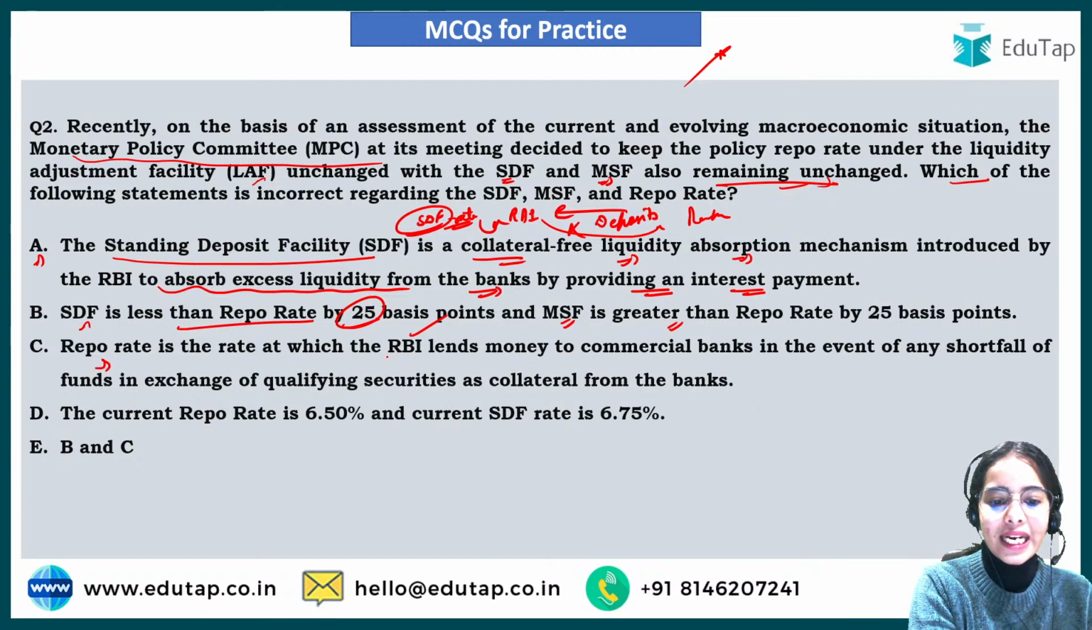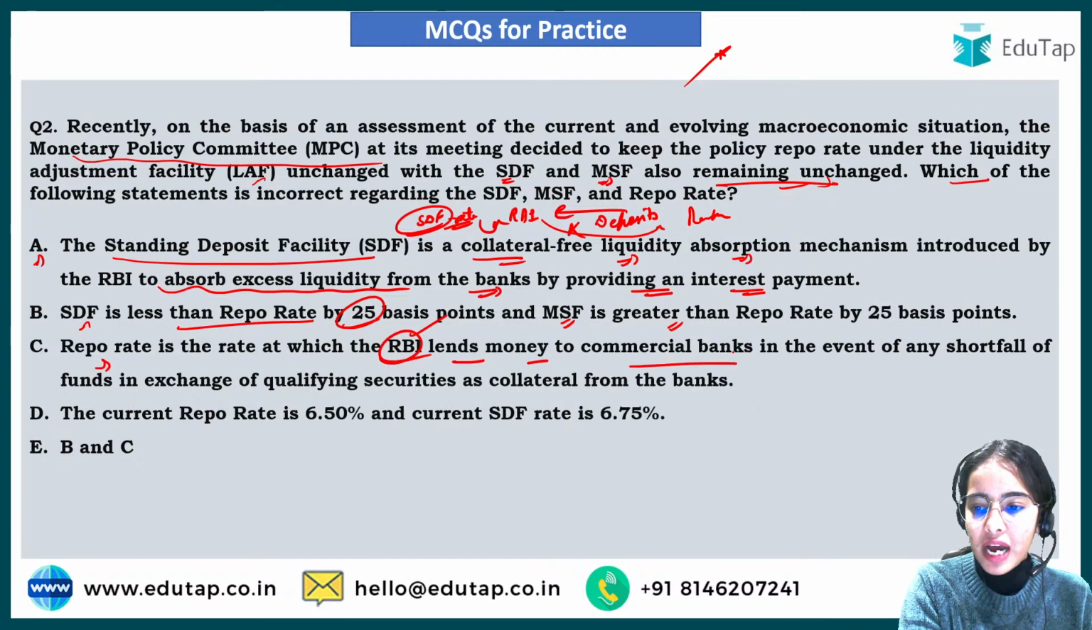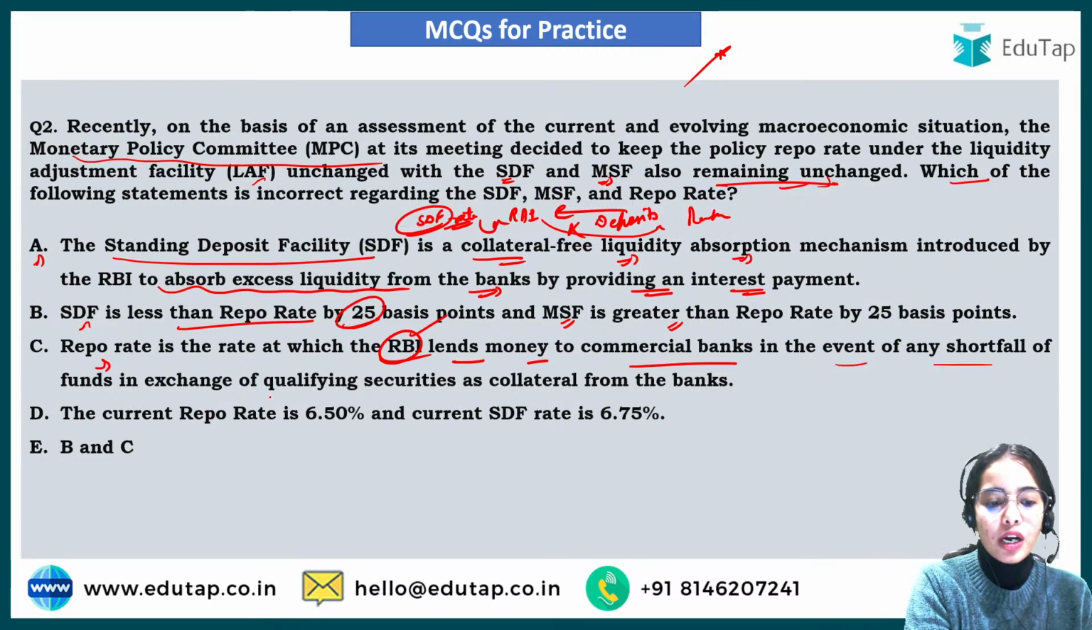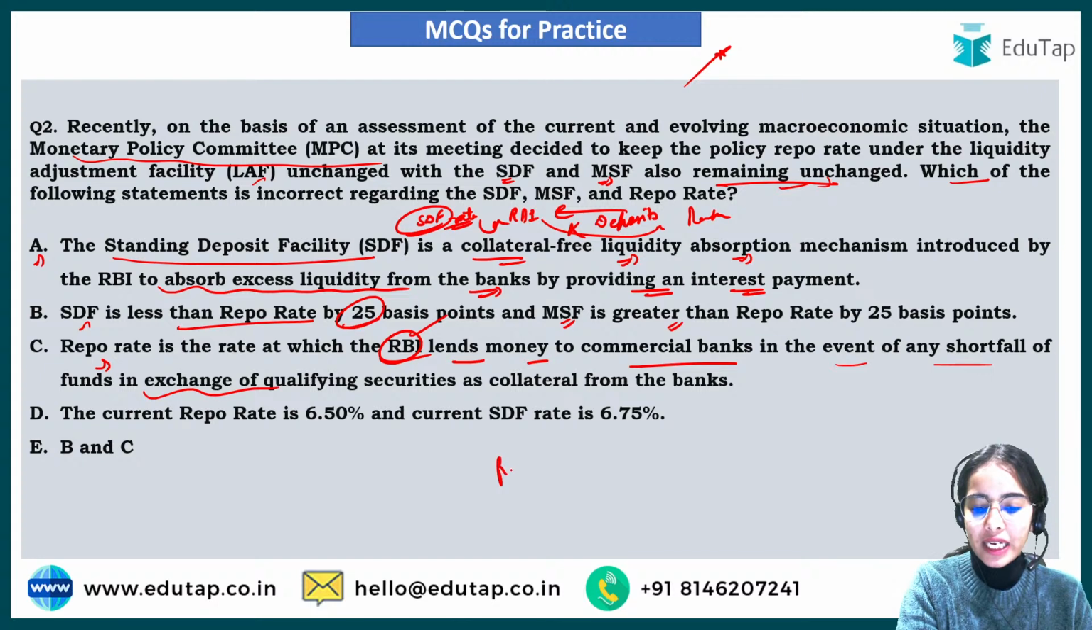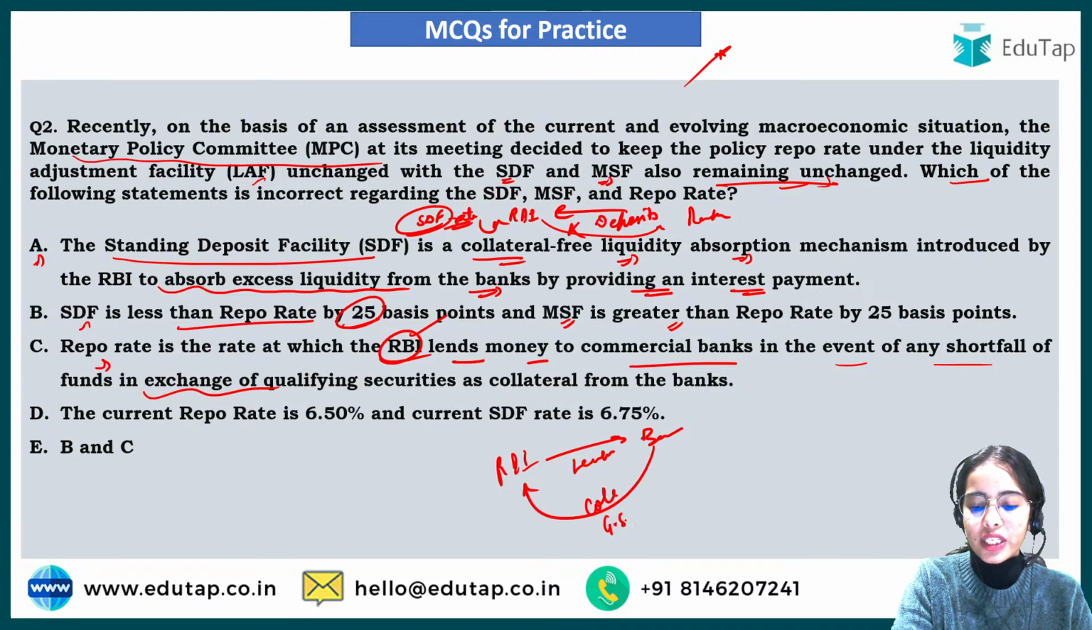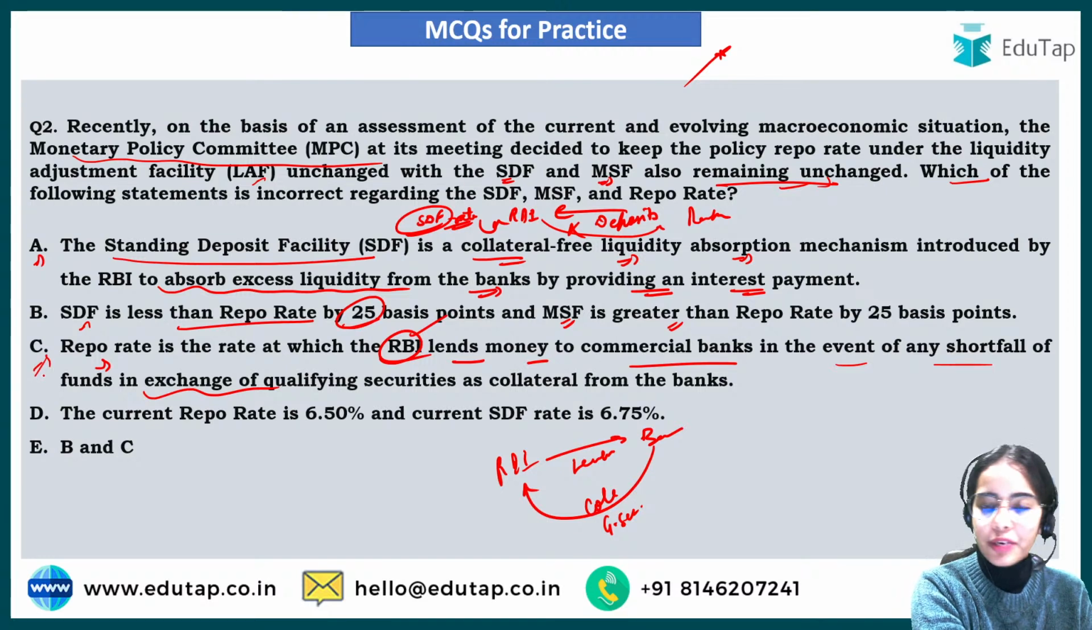Repo rate is the rate at which RBI lends money to commercial banks in the event of any shortfall that the bank is facing. So RBI is lending to the banks, and the banks have to give a collateral to the RBI, that is usually the government securities. So the third statement is also correct.